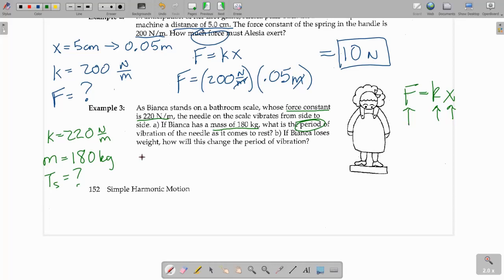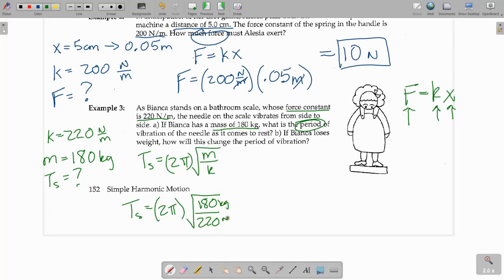Our equation here, we're going to use the period of a spring is equal to 2 pi times the square root of mass over spring constant. I like to keep that 2 pi in parentheses for situations where we have to divide the period by 2 pi. Similar to, or exactly like, the period of a pendulum equation. And let's go ahead and plug this in here. So we're solving for period. It's equal to 2 pi times the square root of 180 kilograms over 220 newtons per meter.